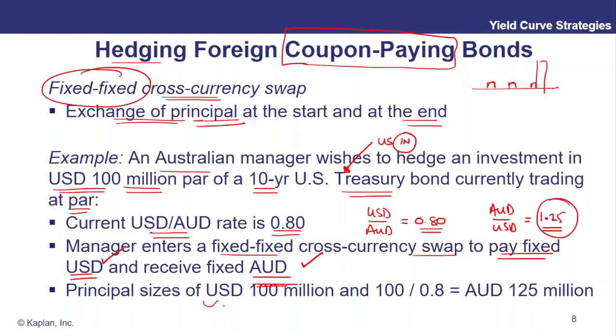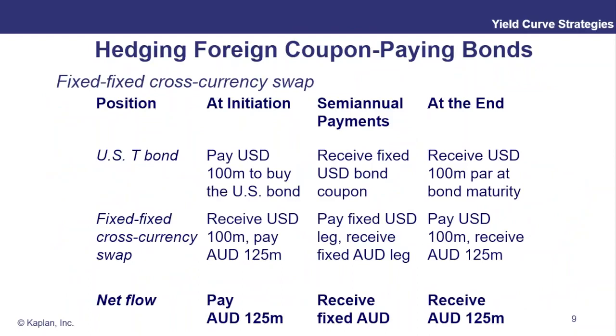So you're going to use a US dollar size under the swap of 100 million. That's going to come in at the start. And that implies, if we go from US dollars to Aussie dollars, we can multiply by 1.25 to get this 125 million Aussie dollar size for the notional principal of the other side of the swap. So, in summary, this does simplify quite a lot. There's your bond. At initiation, you need to pay for it. You receive fixed US along the way, and at the end, you get your US dollars back.